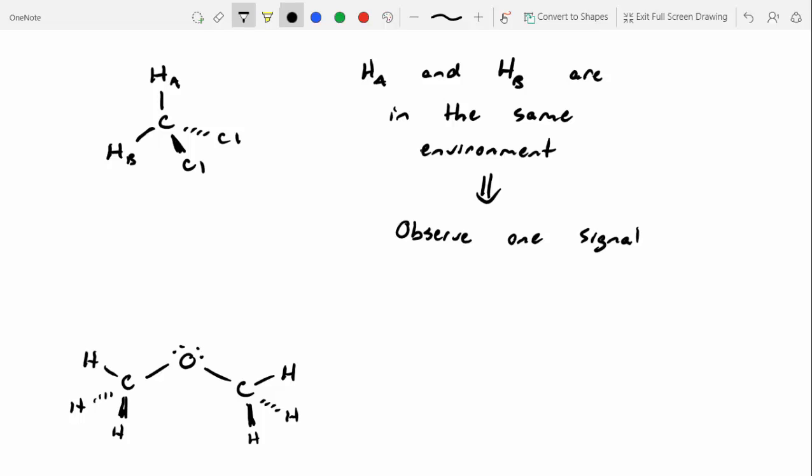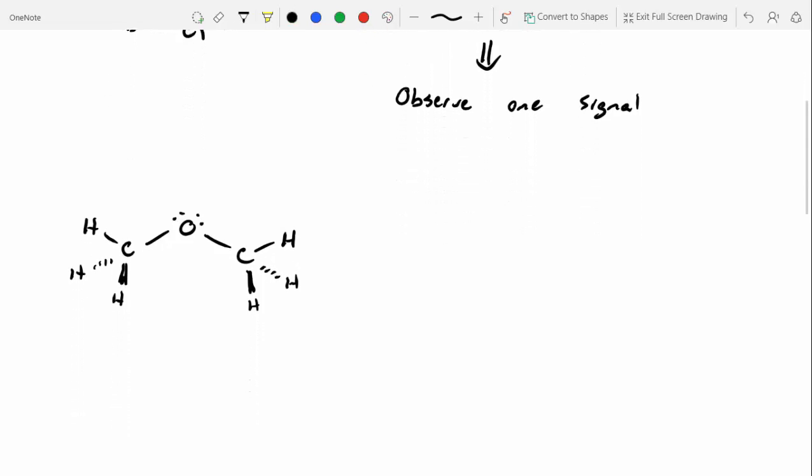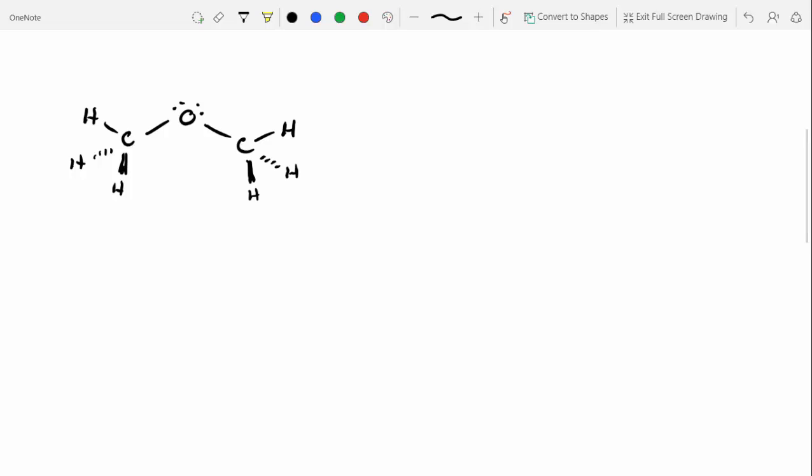And we've got dimethyl ether. We've got a bunch of hydrogens in here, right? We've got 6 of them. Are they in the same chemical environment or different chemical environments? Oh, carbons? No, for the hydrogens, not the carbons.